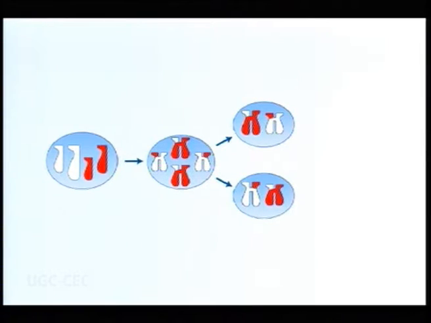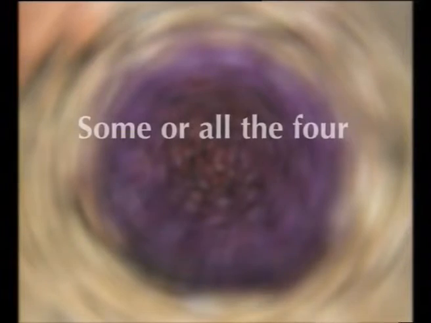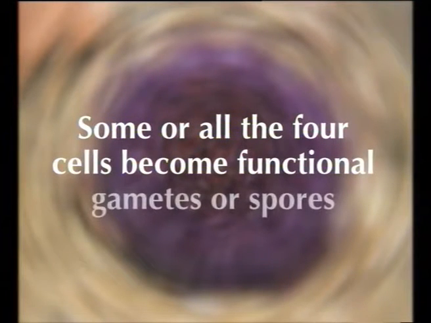In the second stage, each of these 2 cells also divides into 2 cells. Meiosis thus produces 4 cells, each of which contains half the number of chromosomes as the original cell. Some or all of the 4 cells may become functional gametes or spores.